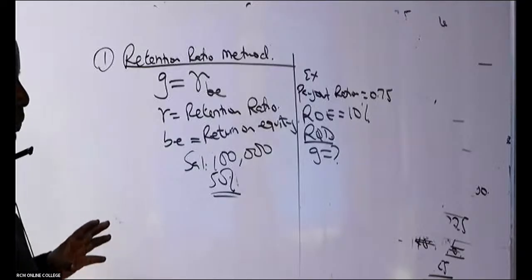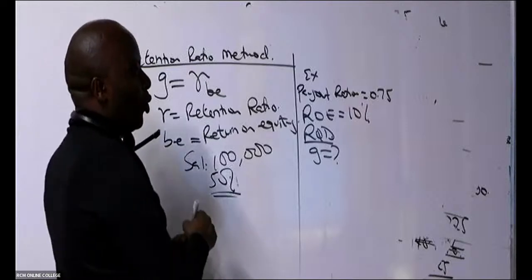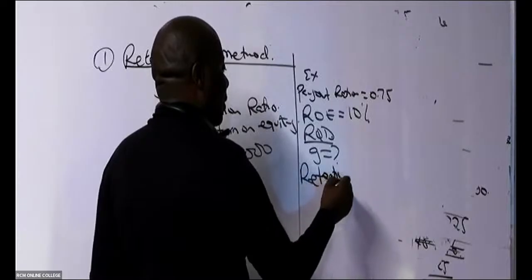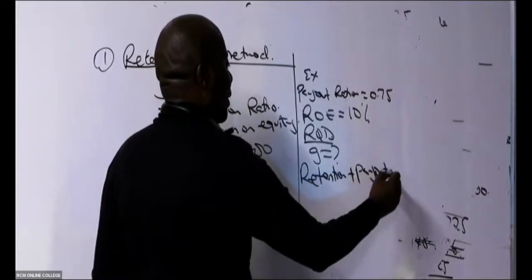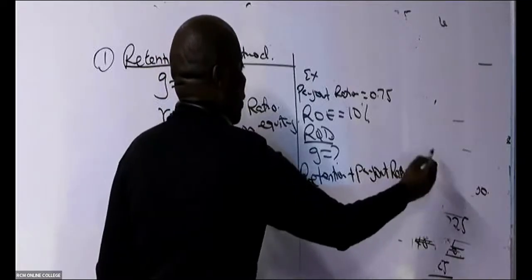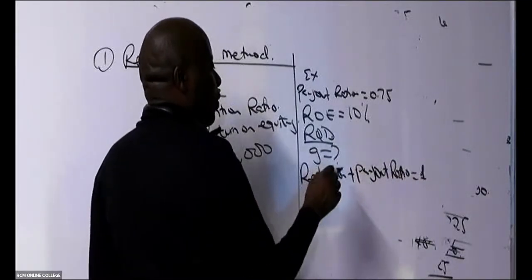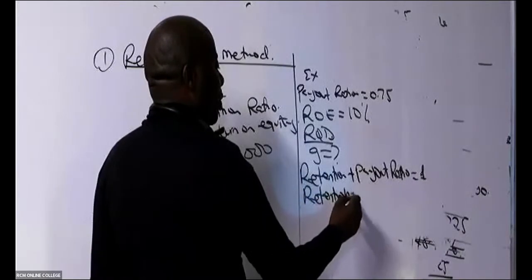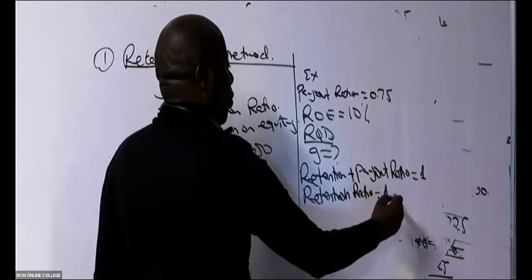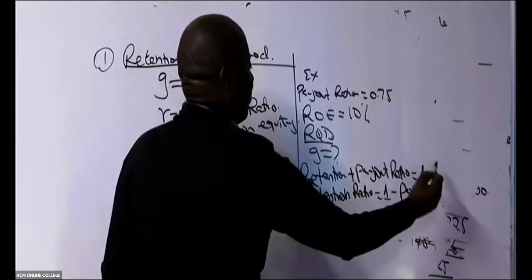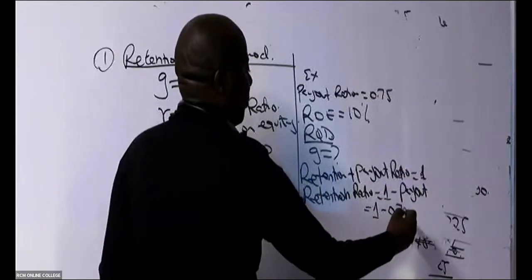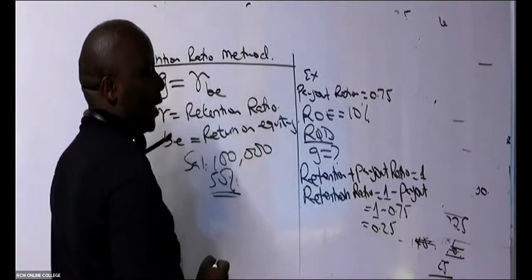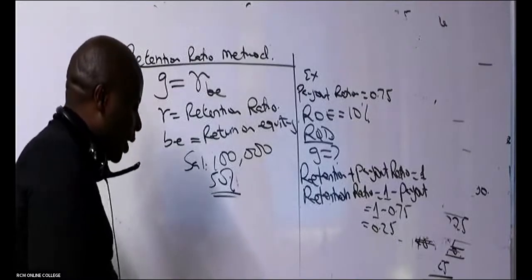Please remember that the payout ratio and retention ratio must always add up to 1. Now that they have given you the payout ratio, the retention ratio will be 1 minus payout. So it will be 1 minus 0.75, which gives you 0.25.